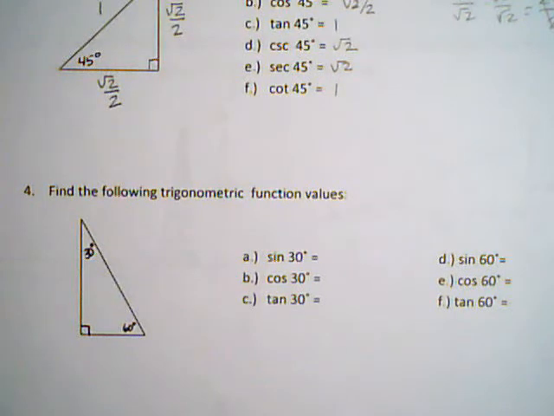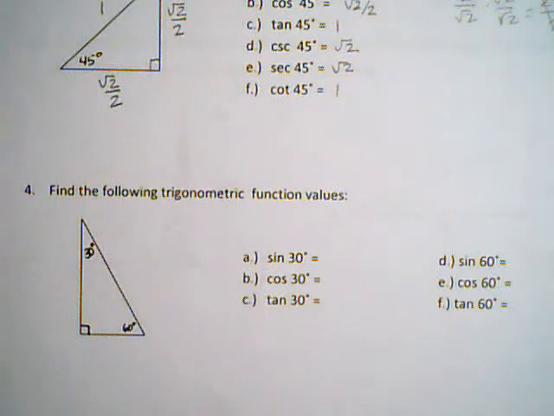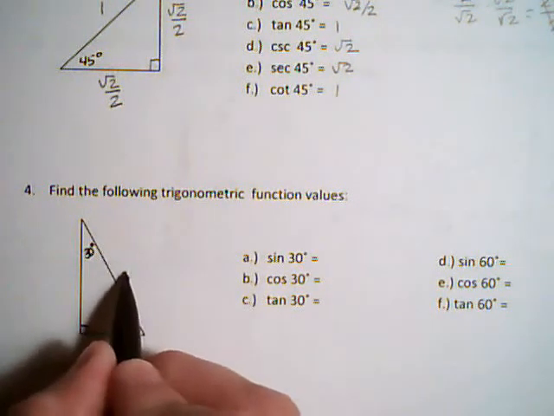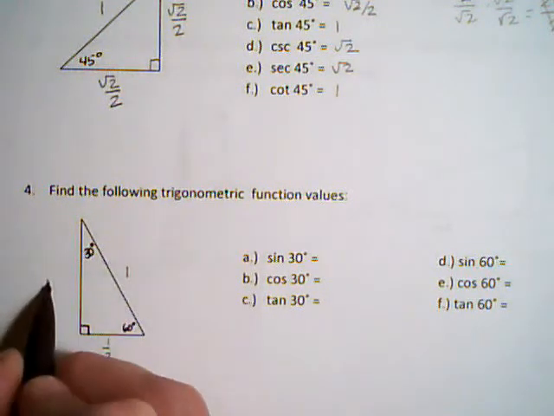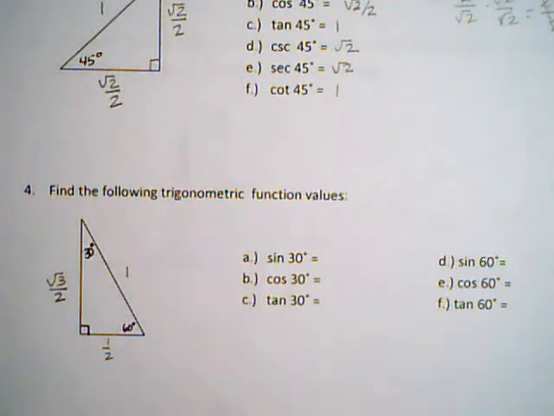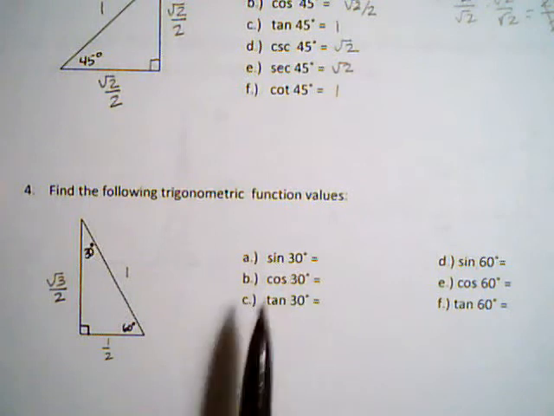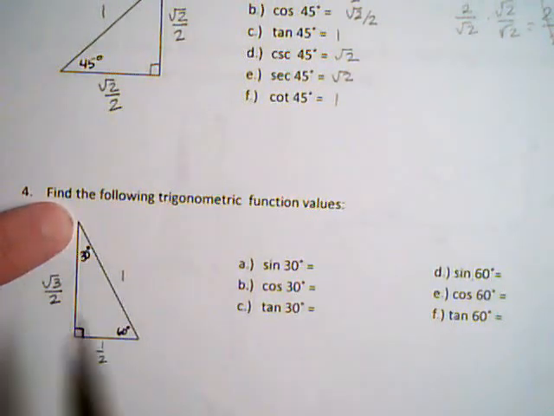Number 4 says find the following trigonometric function values. So here we have a 30, 60, 90 triangle. Again, one of the special right triangles that we've talked about. So if we use the side lengths that we had earlier, we would have 1 as our hypotenuse, the short side was 1/2, and the long side was the square root of 3 over 2. Okay, so if I want to find the sine of 30 degrees, here's my 30-degree angle.